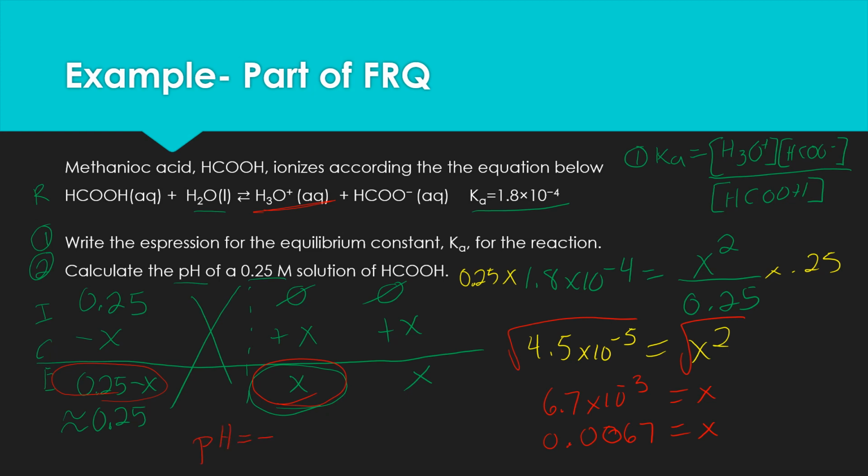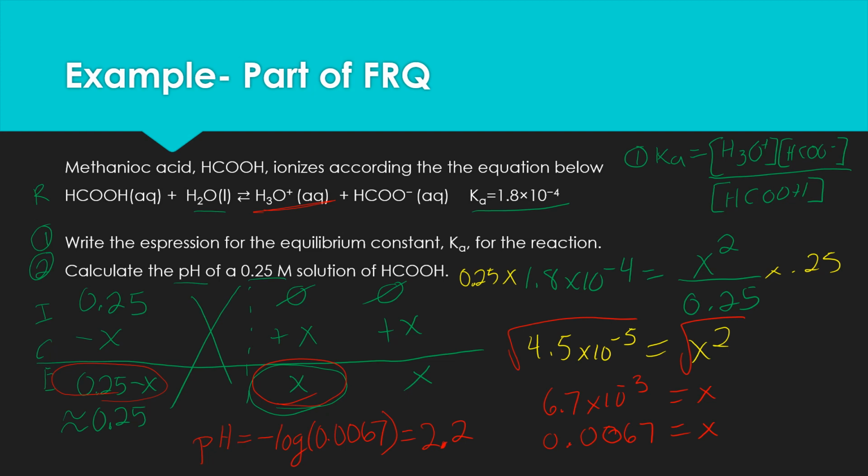So pH is the negative log of our hydrogen ion, and we can calculate that. Negative log of 0.0067, we get 2.2 as our pH. All right, still a really low pH, definitely acidic solution, but still a weak acid because it does not ionize very much. So it produces a significant amount of hydrogen ion, but doesn't ionize all the way.